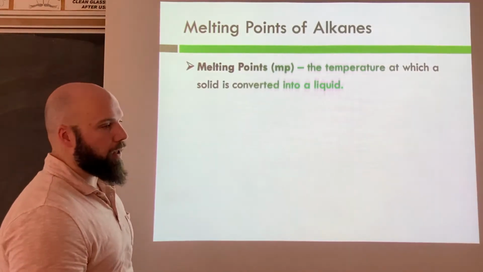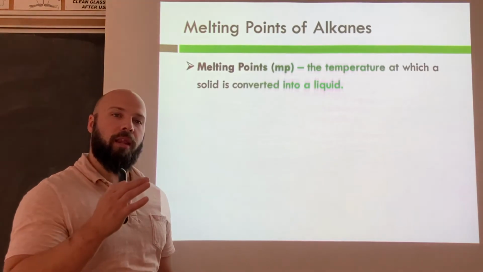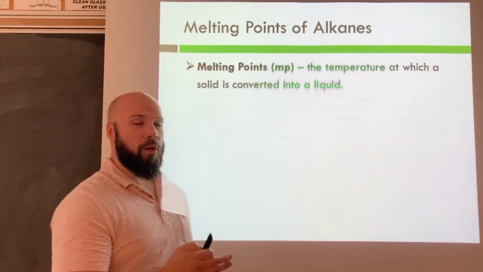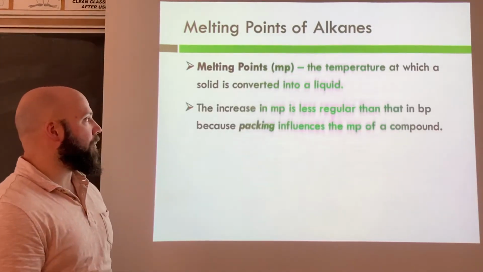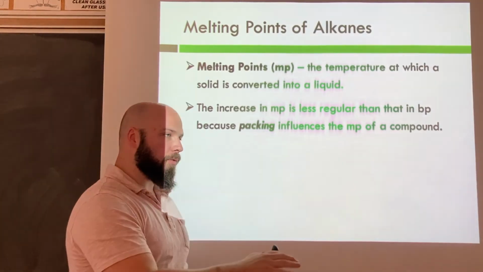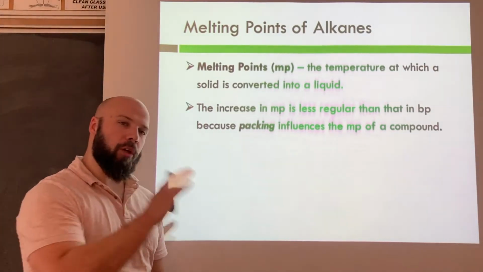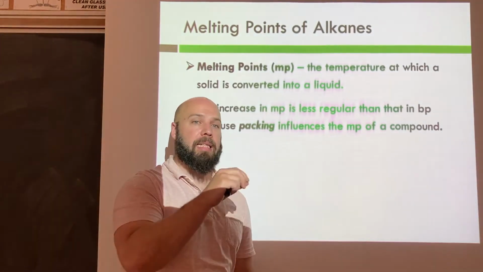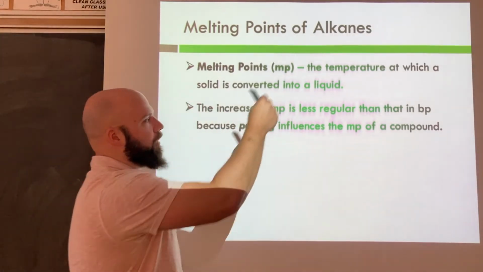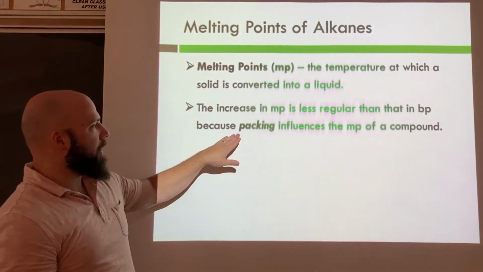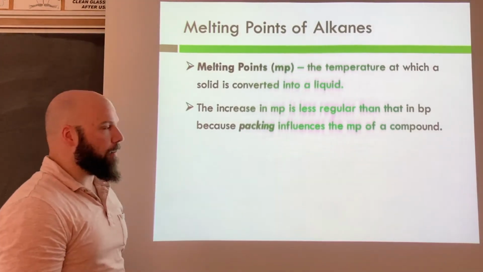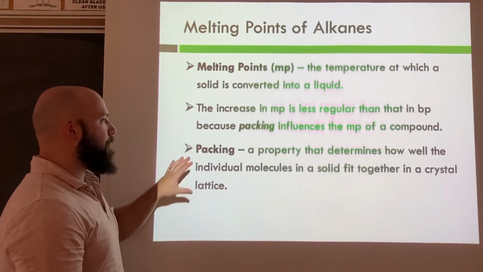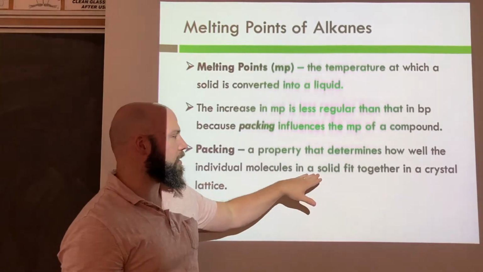So, melting points follow a very similar pattern to boiling points. As the molecular mass increases, so does the melting point. The increase in the melting point is less uniform, less regular. If you look back at that chart, you almost increased by like 30 degrees Celsius each time for boiling point. It's more rickety for melting point because of a concept called packing.